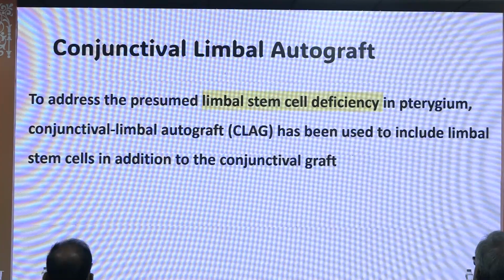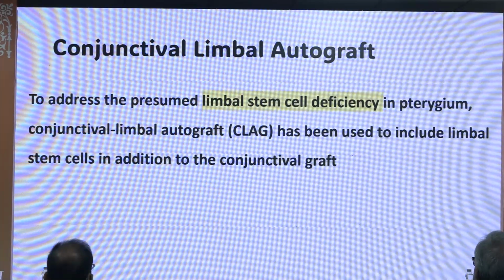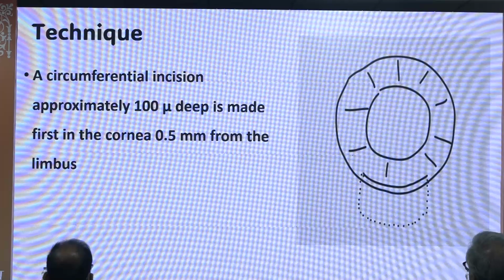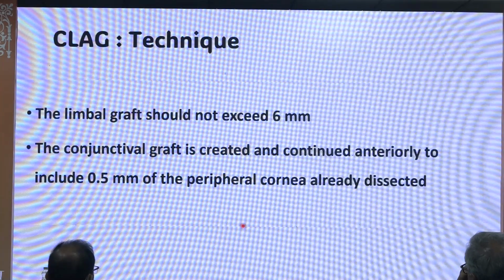Now, CLAG mainly focuses on the presumed limbal stem cell deficiency in case of pterygium, and it includes the limbal stem cells in addition to the conjunctival graft. The principle is it acts as a barrier to the conjunctival cell migration onto the corneal surface and thus prevents recurrence. Usually the limbal conjunctival graft includes around 0.5 millimeter of the limbus in case of the peripheral cornea. As we can see from here, this distance should be 0.5, this graft preferably should be 6 millimeter, and the depth of this should be 100 micron.